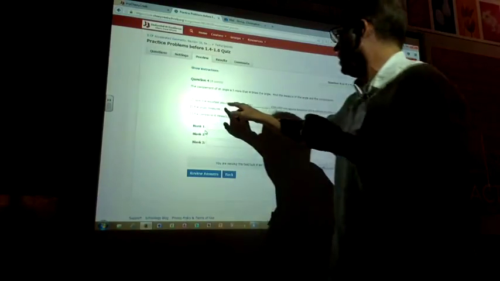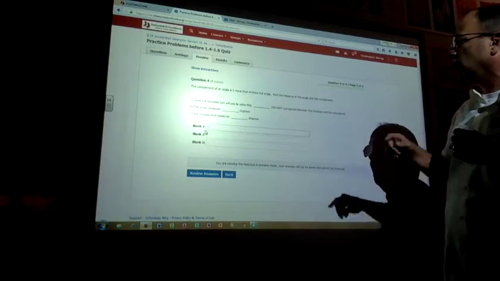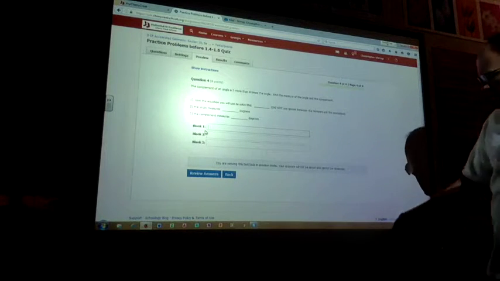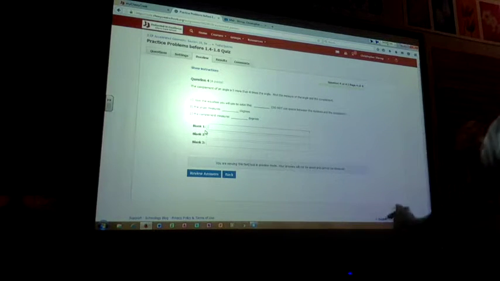It says, give the equation you will use to solve this. Okay, the complement of an angle, this is where y'all got mad at me yesterday. How do I do the complement of an angle?